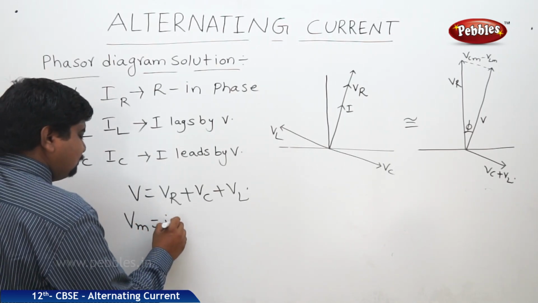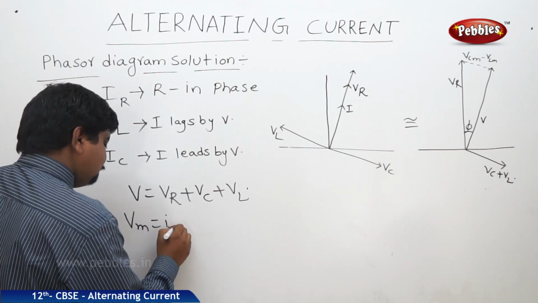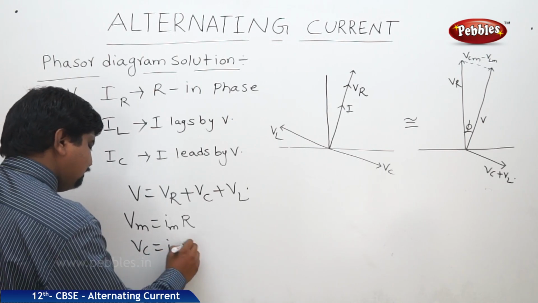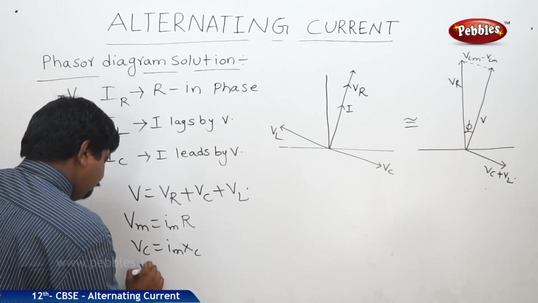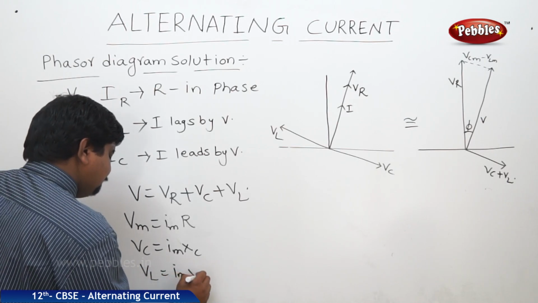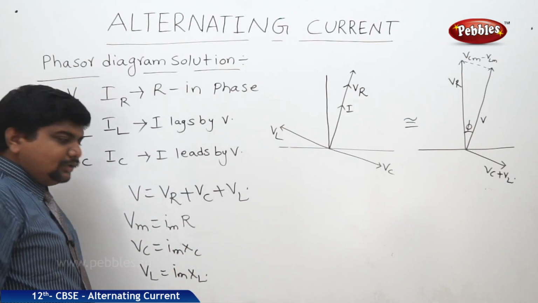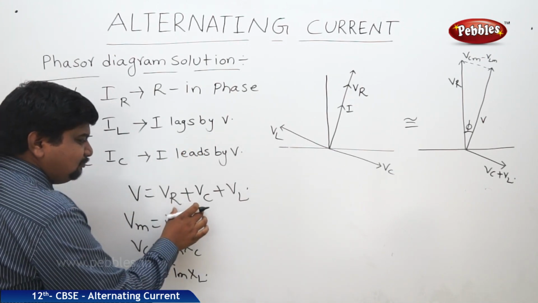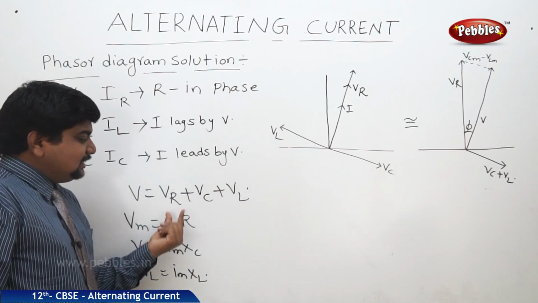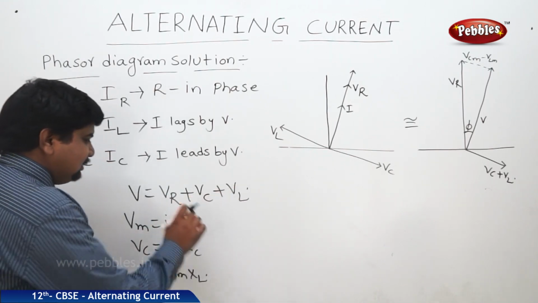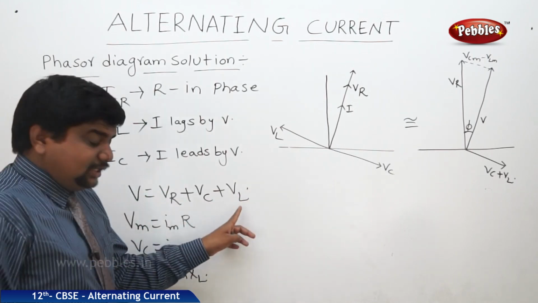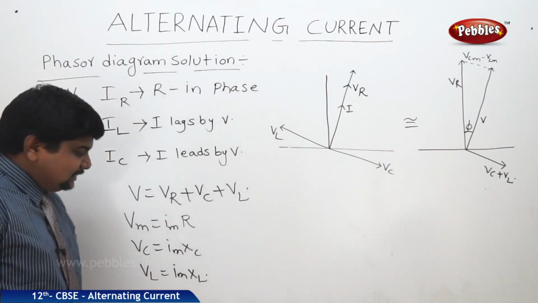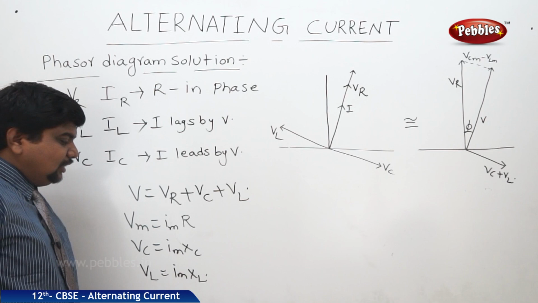VRM is equal to IMR. VC is equal to IMXC. VL is equal to IMXL. This means the total voltage of the circuit is equal to the sum of the voltages of each and every electrical appliance. That is, voltage through inductor plus voltage through capacitor plus voltage through resistor is equal to the applied voltage. This is in terms of Ohm's law that I have written.